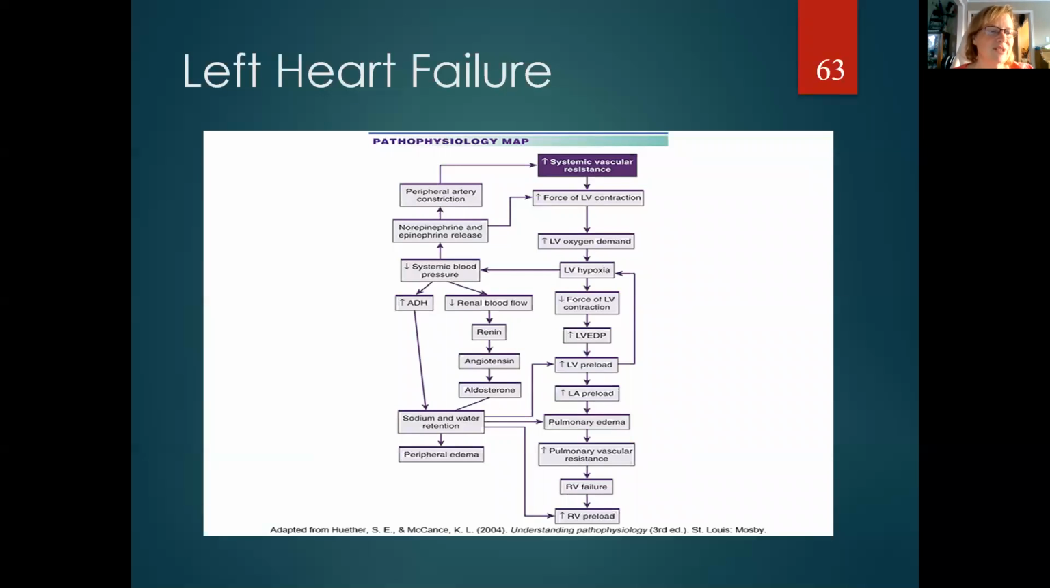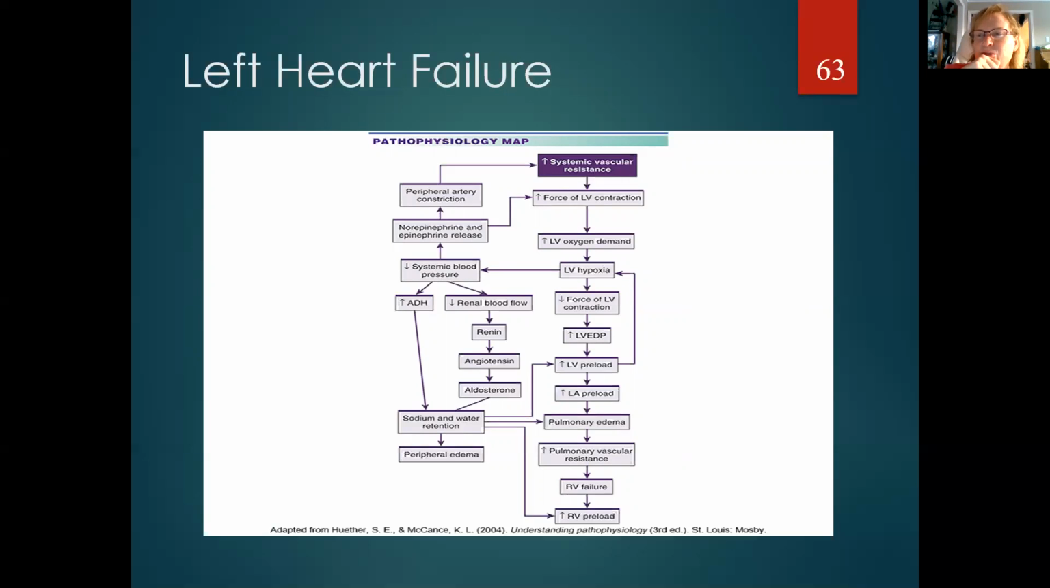So let's talk about left-sided and right-sided heart failure. Now, left-sided heart failure actually leads to right-sided heart failure. So it's a little bit of a loop all over the place, and let me just try to go through it. Let's start here. Where is a good place to start? Okay, let's start right up at that purple box.